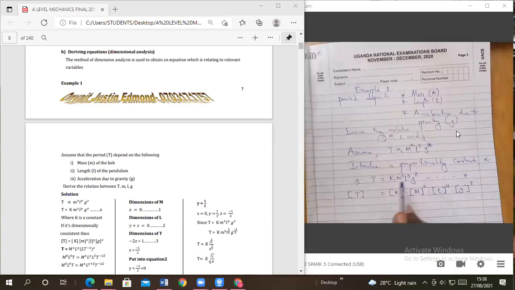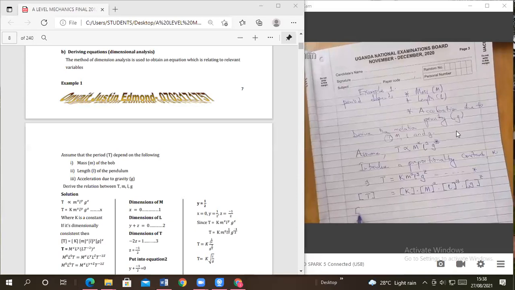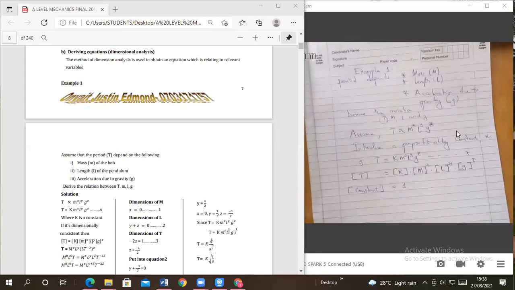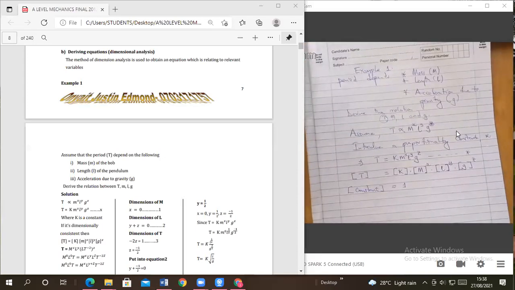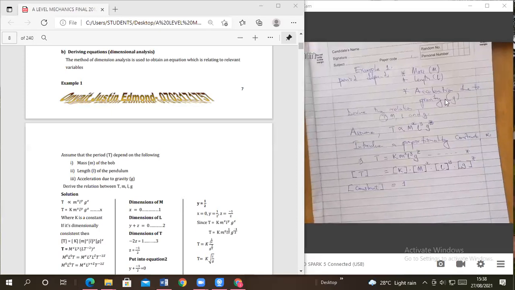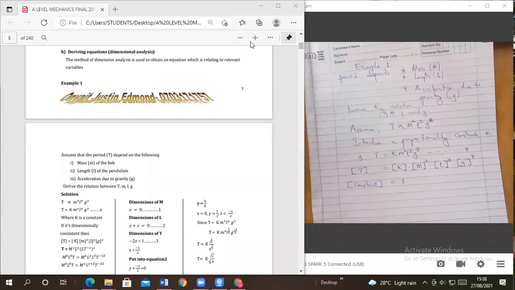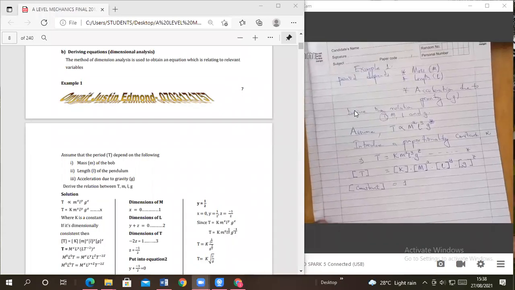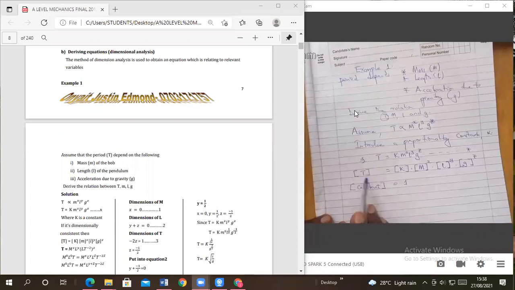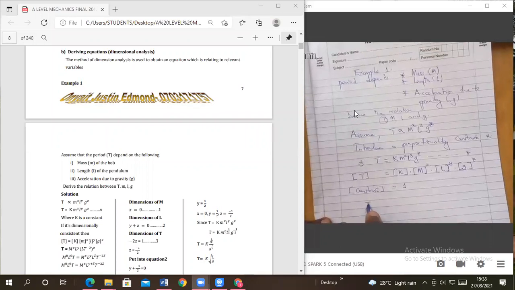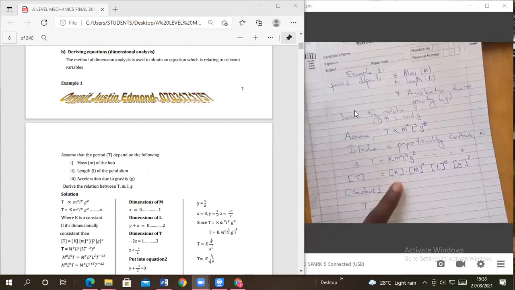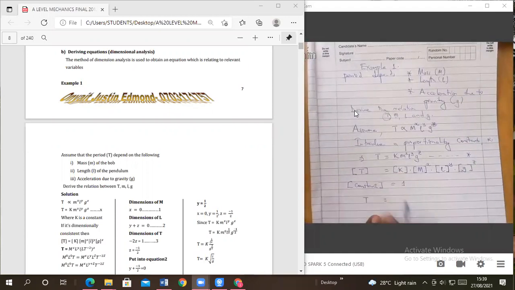But remember, K is a constant. And remember, we said the dimension of a constant is equal to 1. So even if a constant is maybe 100, its dimension will still be 1. Are we together, members? Yes. Good. So period is time, which means the dimension will still be capital T, equals K, which is a constant, so its dimension is 1, and we leave it out.